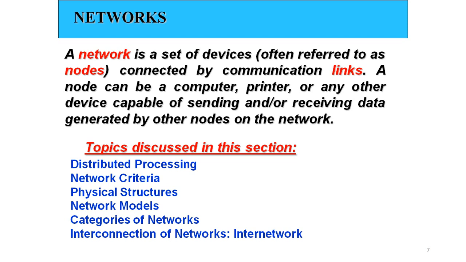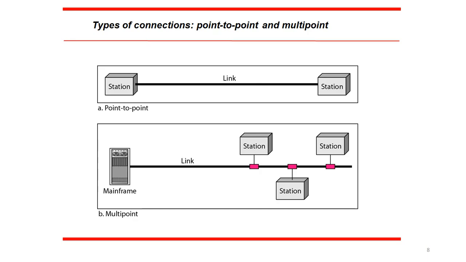So we have to consider that a network can be defined with distributed processing, network criteria, physical structure, network models, categories of networks, and interconnection of networks, which is called an internetwork. So these are the words that will be coming in the definition of a network.